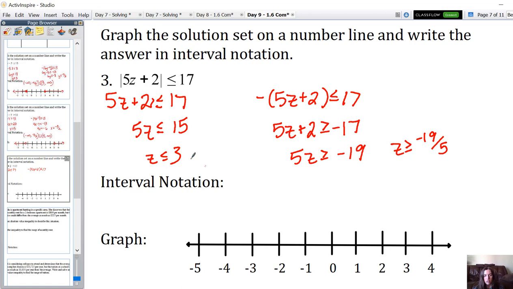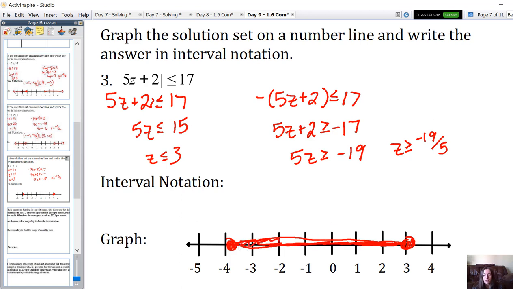So when we graph, we've got 3, and we have a filled-in circle at 3. And then again, negative 19 over 5 is almost negative 4. So I'm going to put a filled-in circle right before we get to negative 4. This time we want to be less than or equal to 3, so we're going to go to the left from 3. And we want to be greater than or equal to negative 19 over 5, so we're going to go to the right from negative 19 over 5, and that's where we have that overlap. So this entire overlap, that's our graph.